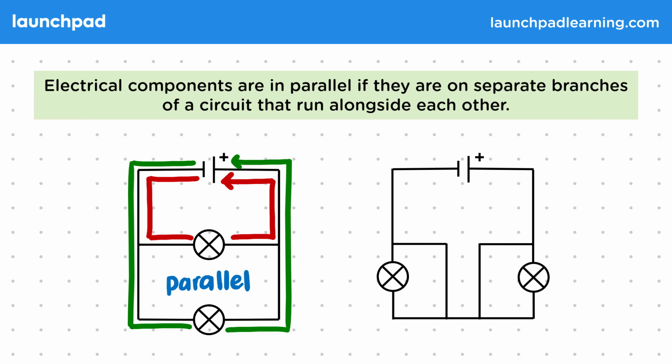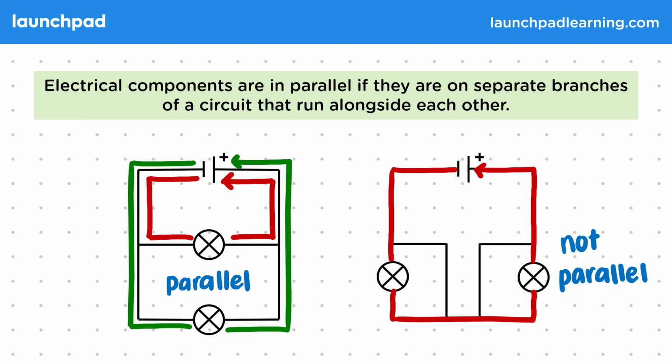But what about the circuit on the right? Well, we see a lot of branching paths in the circuit, and the lamps aren't on the same branch, which might make you think they are in parallel. But since their branches don't run alongside each other, they actually aren't parallel. We can also see this because there is a path around the circuit that will pass through both lamps.